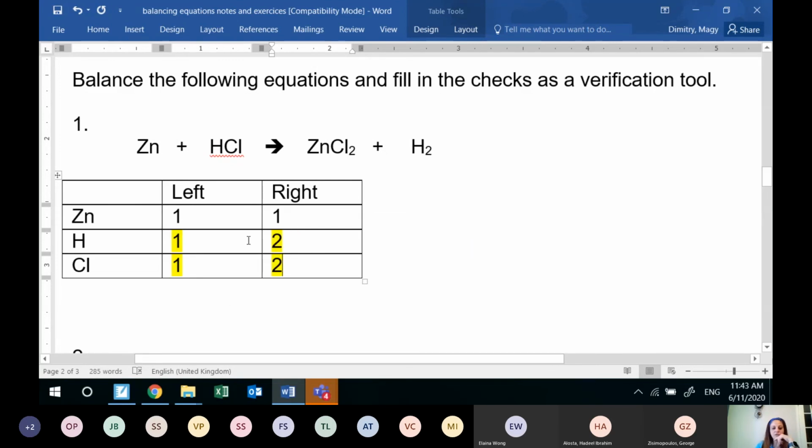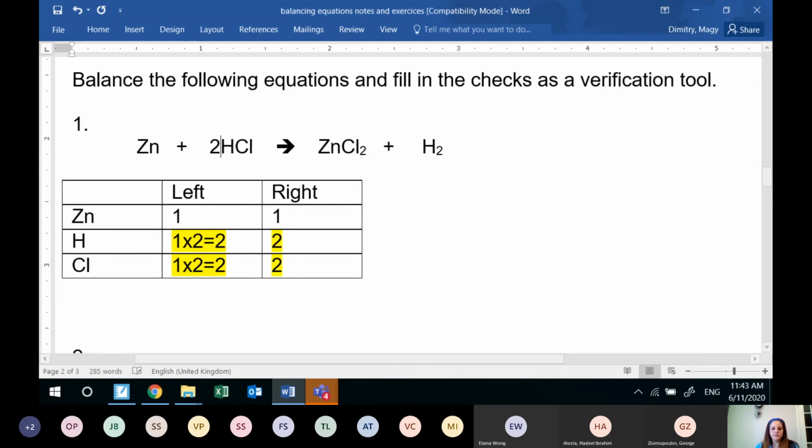So to get to 2, I have to multiply. 1 times 2 equals 2. 1 times 2 equals 2. This means on the left, I have to multiply hydrogen and chlorine by 2. I put a 2 here. Got it? So now, this is my balanced equation.